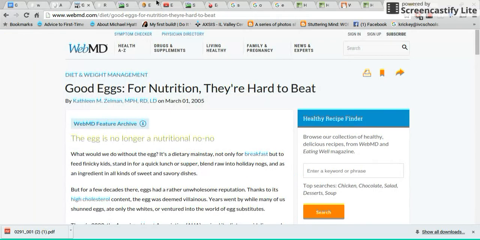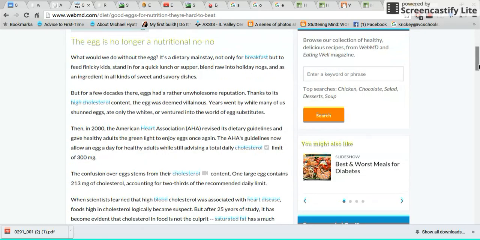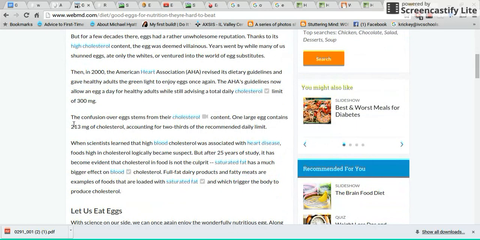This is WebMD talking about nutritional value of eggs. For years, eggs were something that we just wanted to avoid because they said too high in fat and cholesterol. Now they're saying you can include them in your diet. Obviously, be aware they do still have cholesterol in them. In fact, 1 egg contains 213 milligrams of cholesterol, which is about 2/3 your daily limit.